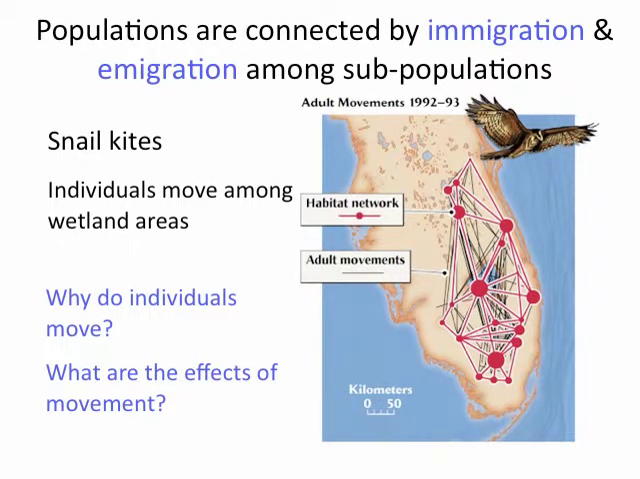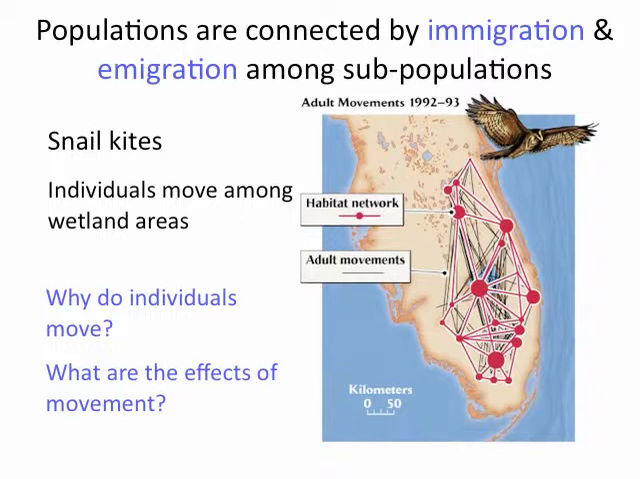Finally, when we think about populations and individuals moving around in populations, we know that populations occur in what we call subpopulations, and individuals move among these subpopulations. When considered together, we refer to this as a meta-population. We'll be talking about meta-populations a little bit later, but I want to just emphasize that between these subpopulations, populations are connected. They're connected by immigration, that is, individuals moving into a subpopulation from another subpopulation, and emigration out of a subpopulation into a different subpopulation.